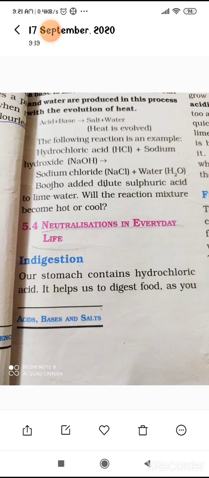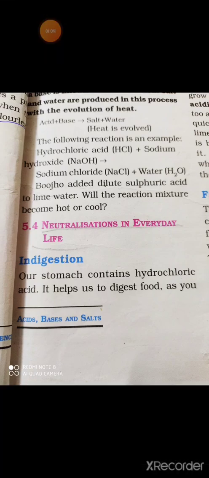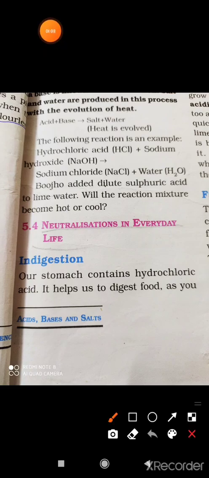So the most commonly used antacid is milk of magnesia, that is Mg(OH)2. What is the formula of milk of magnesia?